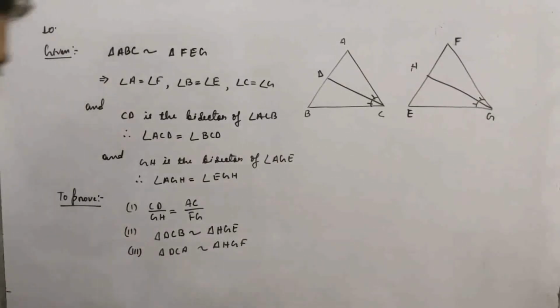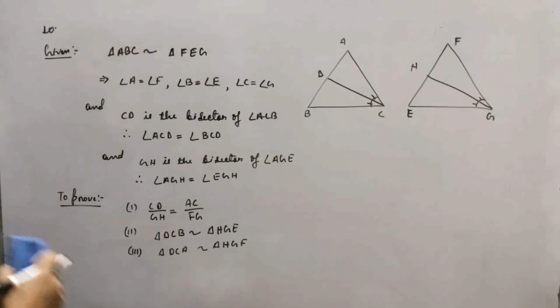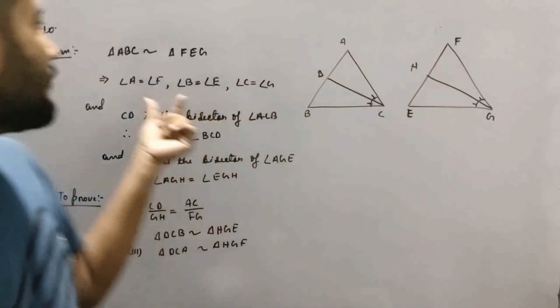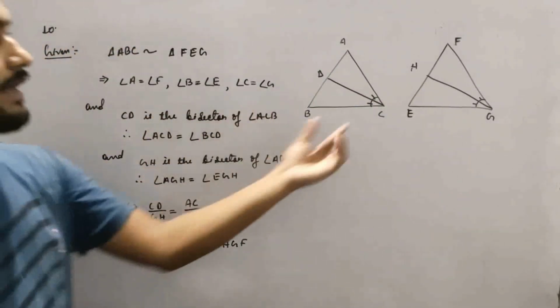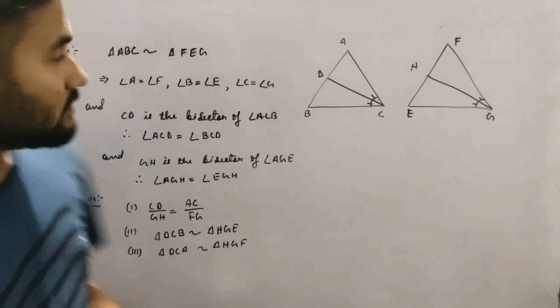Okay. So let us start the proof. So remember, angle A is equal to angle F. We have this one. Angle B is equal to angle E. We have this one. And complete angle C is also equal to complete angle G. Okay.